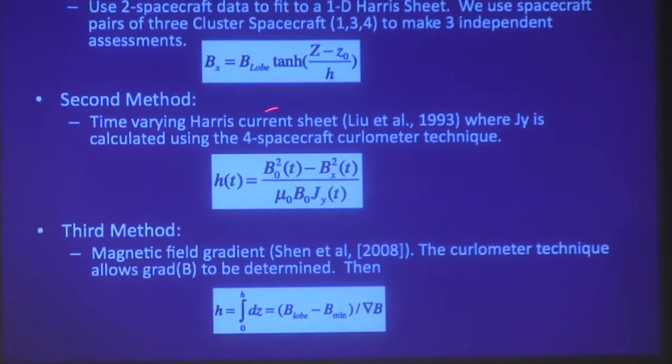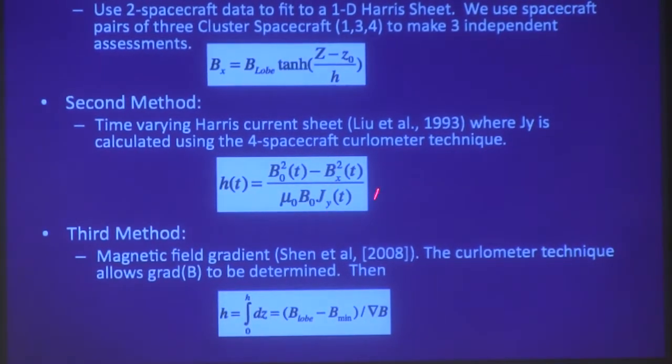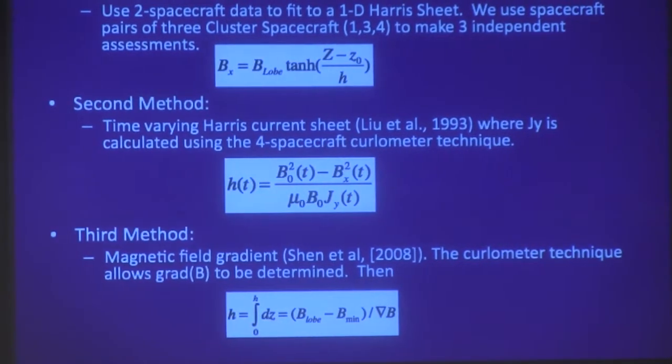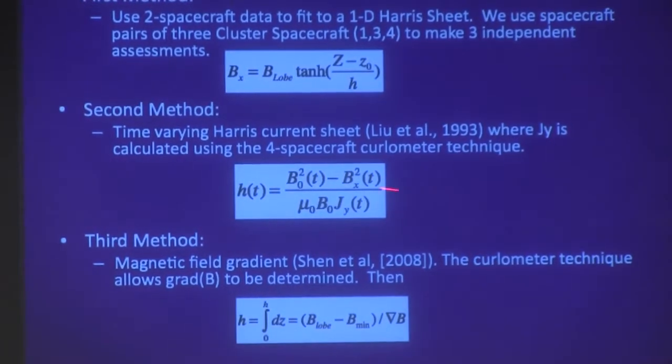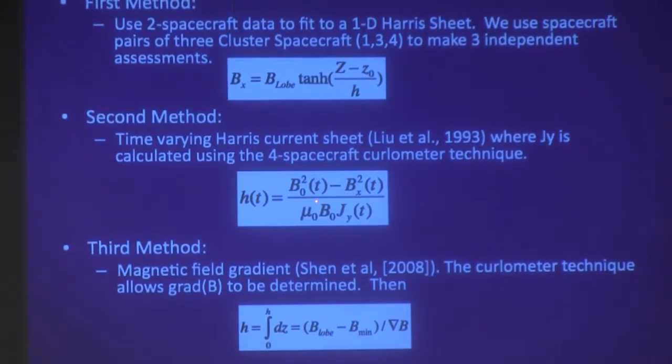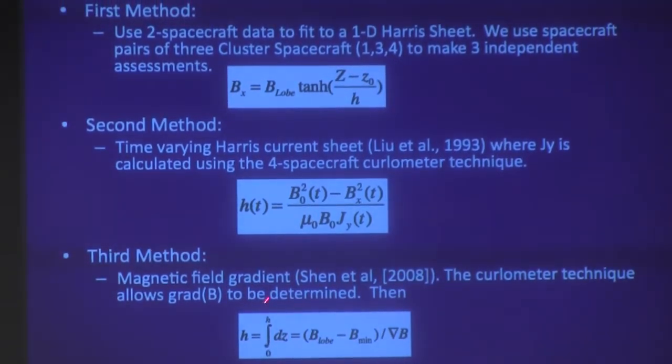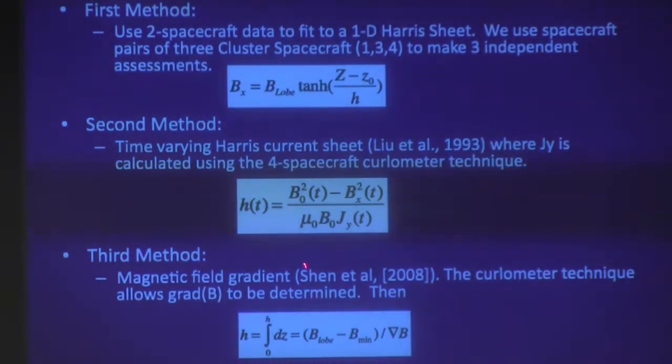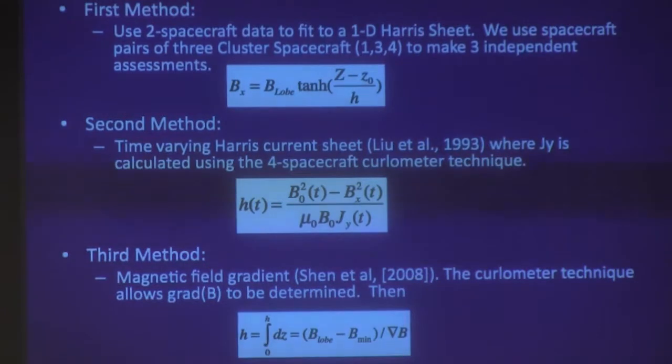Called the time-varying Harris current sheet, where you first get the current using a 4-spacecraft curlometer technique, and then again fit to the different spacecraft. And then a third method called the magnetic field gradient method, developed by Shen et al., that again uses the curlometer technique to get the gradient of B and then determining the current thickness from that.